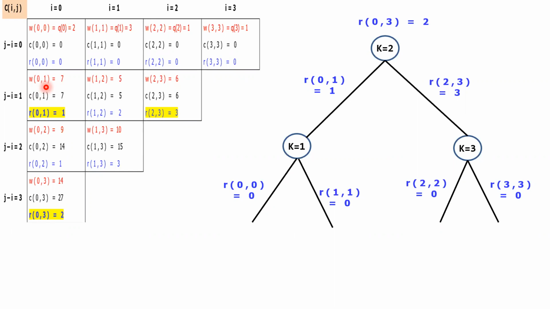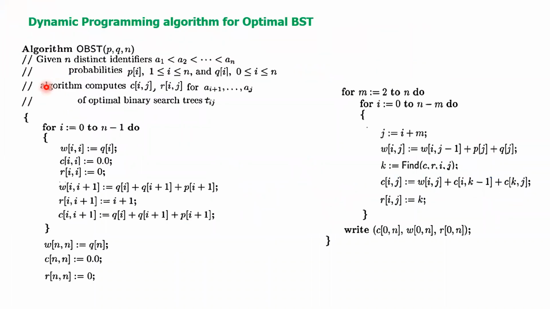The formula was weight of i, j is equal to weight of i, j minus 1 plus P of j plus Q of j. So this is the formula that is written here. W of i, j is equal to weight of i, j minus 1 plus P of j and Q of j. So this formula will give you the weights, roots, and then further costs will be initialized. Then this is the loop where all the remaining costs and the remaining weights will be initialized.